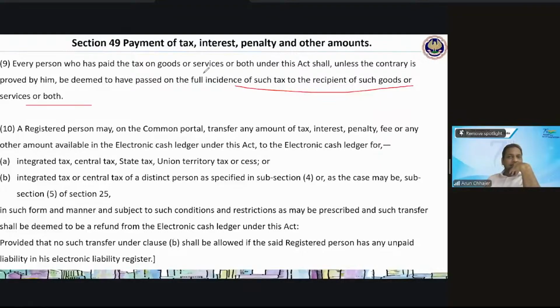What does it mean? That basically the full incidence of the tax is passed to the recipient. That is one condition for taking the refund. When you read the refund chapter, you will discuss this condition: the incidence should be borne by the supplier who is taking the refund. If the incidence has been passed to the recipient, then the supplier can't take the refund. This concept is called unjust enrichment, and the relevant provision is to be drawn from 49 subsection 9 only.